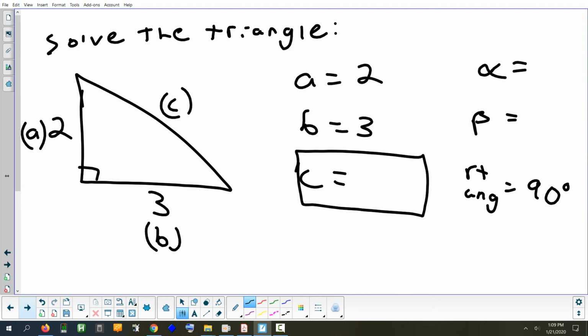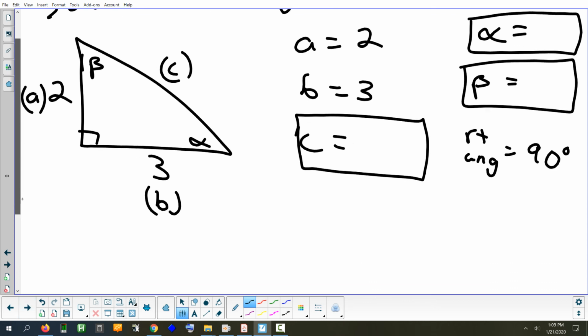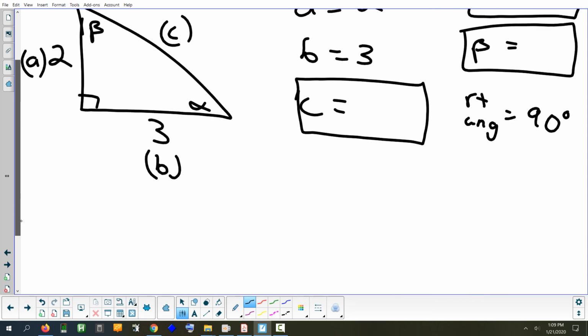Alpha, I don't know it, but I know that it's across from A because that's always how you set up a right triangle diagram. A goes across from alpha. B goes across from beta. And we don't know either one of those. All right, so we have to find alpha, beta, and C. Does not matter what order you do it in. I'm going to start with C. So anytime you know 2 out of 3 sides in a right triangle, you can use the Pythagorean Theorem to get the 3rd side. So let's start with that.